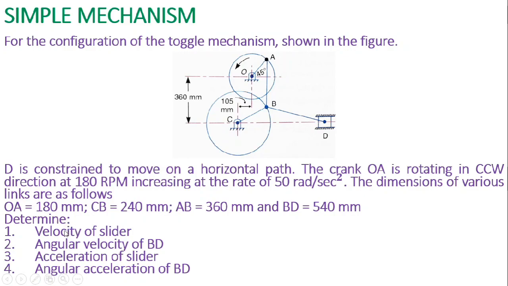So here we need to determine the velocity of this slider, the angular velocity of BD, acceleration of the slider and angular acceleration of BD. Now here in this problem, it is only asked about the velocity and acceleration for this link BD and slider, but in your examination, you can expect to determine the angular velocity and angular acceleration for any of the links over here. Is that clear? It is not that it is only for these two links. It can be asked for any of the links. So let us see how to go about with the solution to this problem.